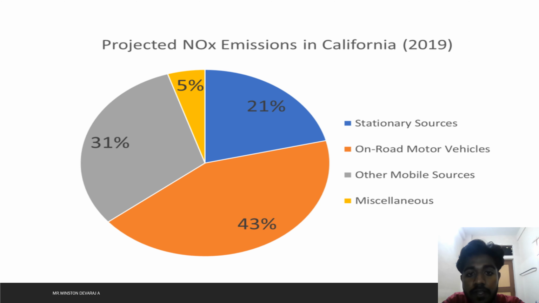This is the NOx emission in California in 2019. You can clearly see that the major contributor to NOx emission is on-road motor vehicles, contributing around 43% of the total NOx emission. Other mobile sources and miscellaneous are very few, and almost half of the NOx emission is from traffic. Basically, what's inside the traffic is cars and bikes and everything, but most concerning are cars, where EGR is employed to reduce the NOx.